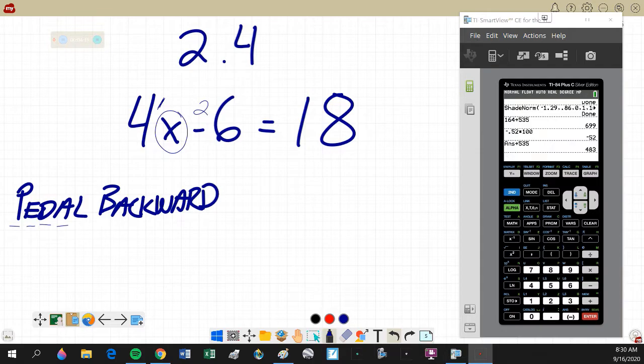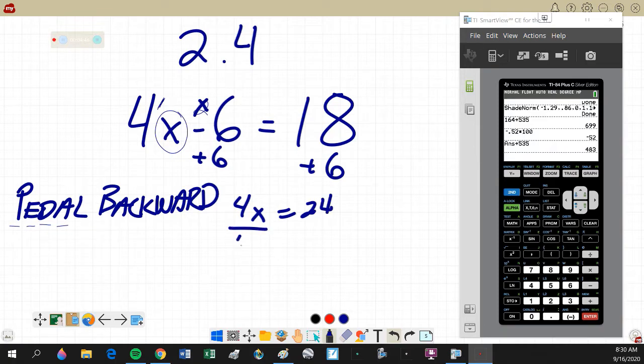So, we have to take out the outside layer. Our goal is to figure out what x equals. But x is shrouded in 2 layers. The inner layer is multiplication and the outer layer is subtraction, so we have to undo the outer layer first. So I need to undo step 2 by adding 6. And then 4x equals 24. Divide by 4. And I get x equals 6.